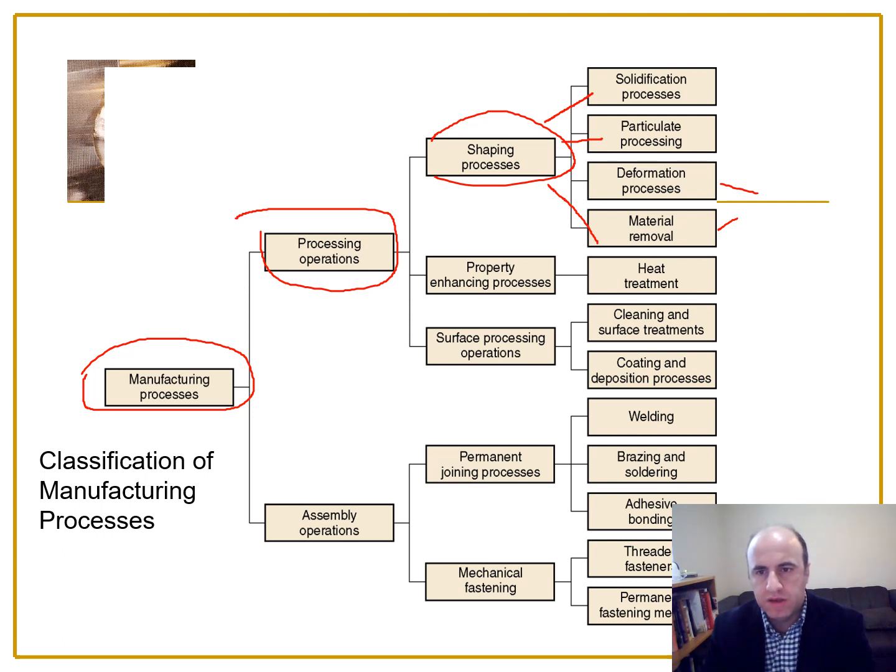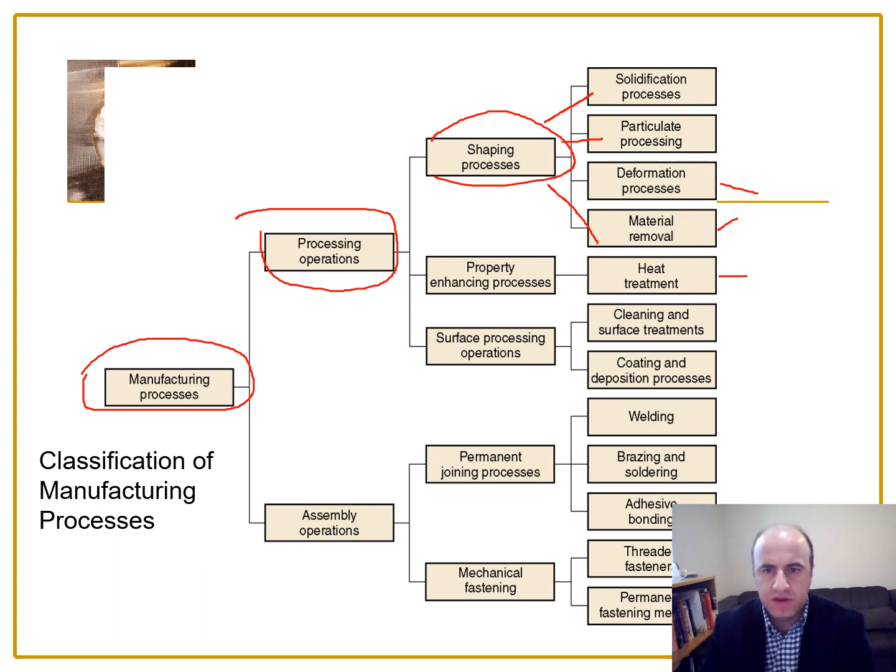And then we have a property enhancing process. One example is heat treatment. We can manipulate the properties like strength, yield stress of steel or other material through heating and cooling steps.